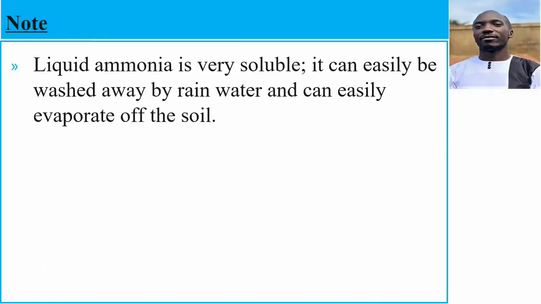Note, liquid ammonia is very soluble, like I said before. It can easily be washed away by rain and can easily evaporate off the soil. Why do we say it can easily be washed away by rain? It is because ammonia is highly soluble in water. So in case after applying that fertilizer it rains, then the rainwater will dissolve all the ammonia and go away with it when the water is maybe flowing or overflooding. Then that fertilizer, which is liquid ammonia, will move away with the rainwater.